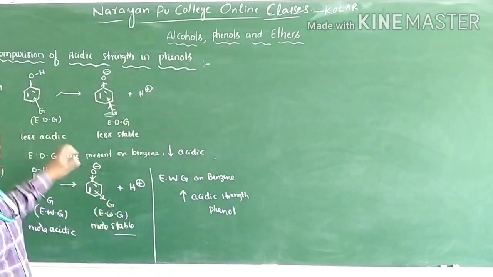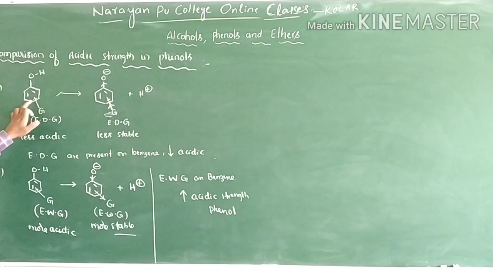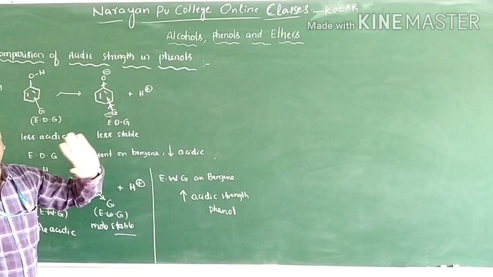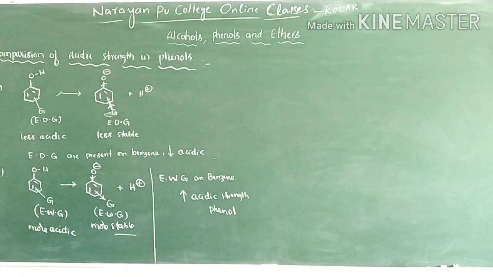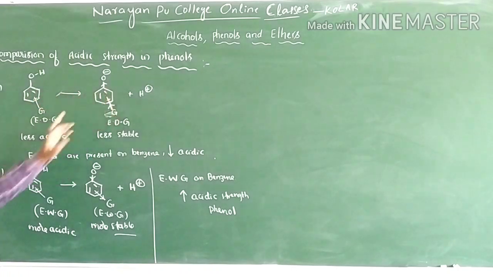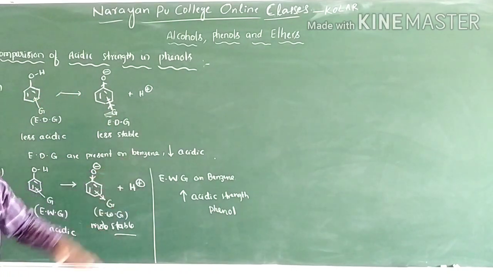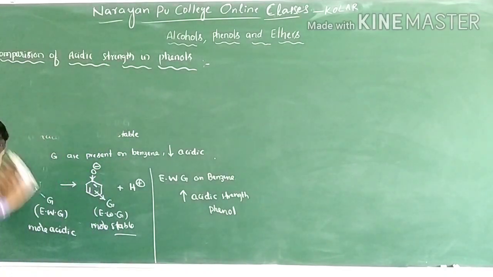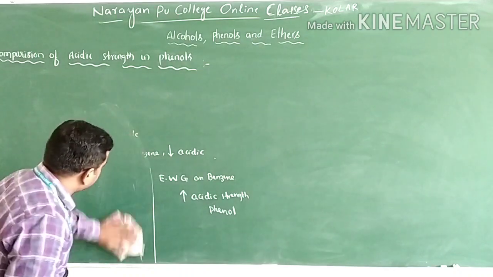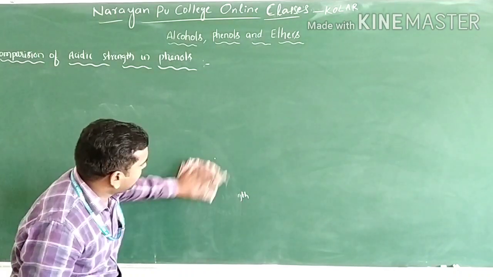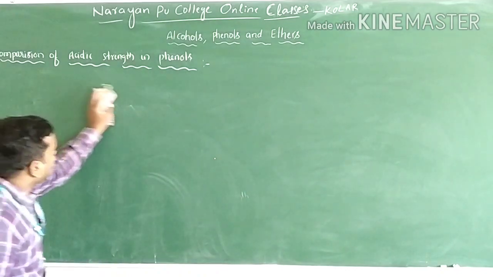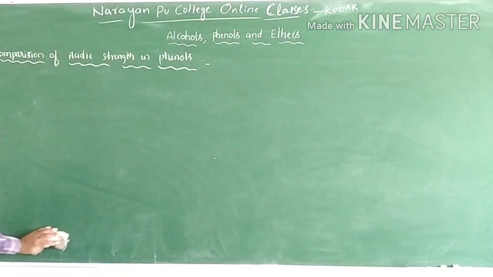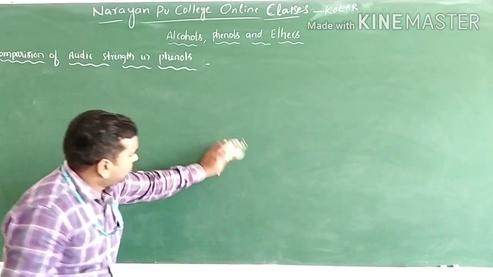Now, whenever donating groups are present at ortho position, meta position and para position, what about the acidic nature of the phenol? That we have to discuss now. So simply understand: electron donating groups decrease the acidity and electron withdrawing groups increase the acidity of the phenols. Now the next concept is here. I will take some groups on the benzene ring and change the positions, at ortho position, para position and meta position. So what about the acidic nature of those phenols?